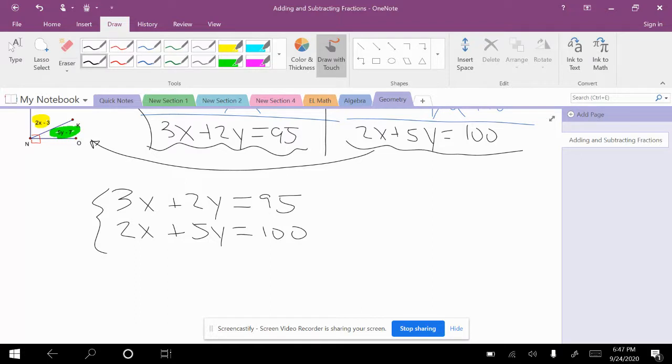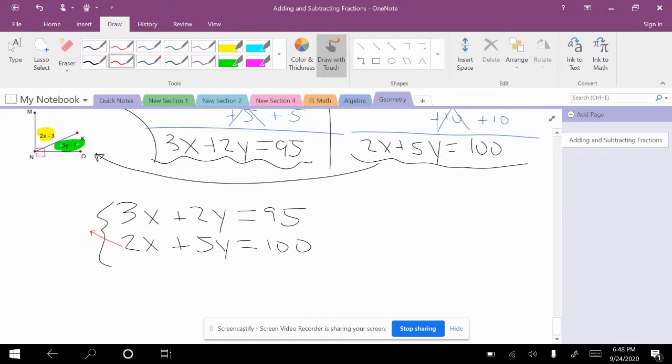Here in this example, the numbers before x and y are different. Aquí en este ejemplo, los números enfrente de la x y la y son diferentes. So we have to multiply. Entonces tenemos que multiplicar. I can multiply the top equation by 2. And I can multiply the bottom equation by 3.